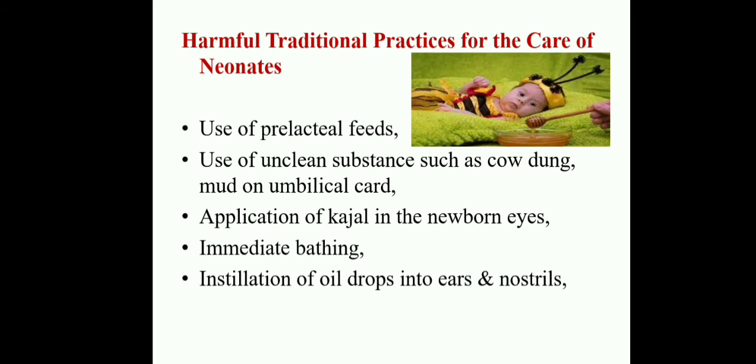And immediate bathing, without identifying whether the baby has cyanosis or asphyxia. Also, if it is a preterm baby, nowadays we don't give a bath to preterm babies because their vernix caseosa and subcutaneous fat are very less, so we don't give the first bath to preterm babies. But here they do immediate bathing. Some of these harmful traditional practices should be avoided.